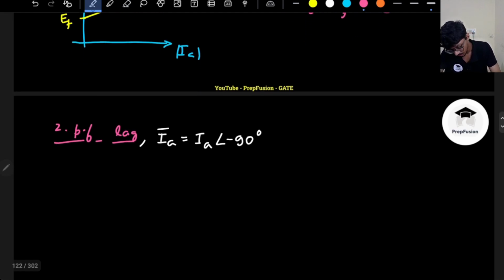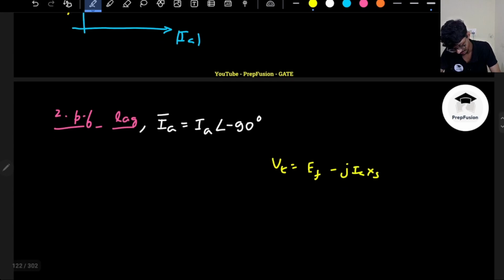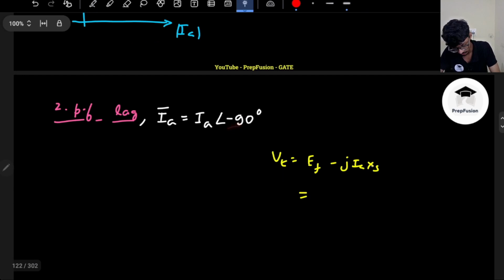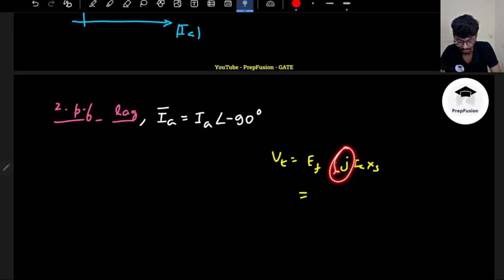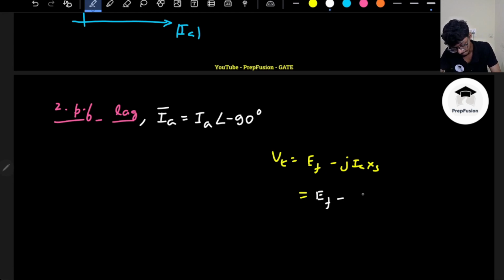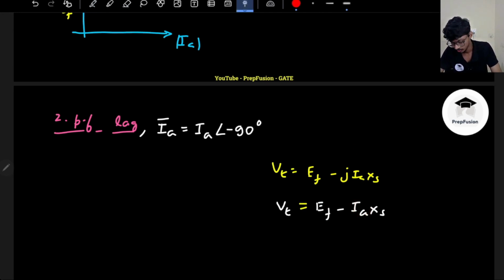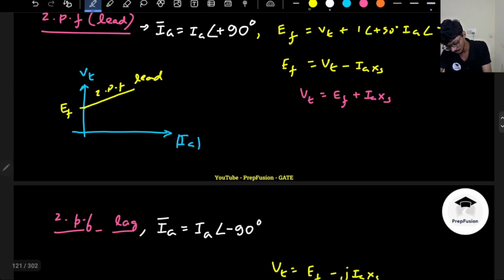So what will be Vt this time? Vt again equals EF minus j Ia Xs. This is minus 90, and this j is also minus 90 only, so minus 180, which is again minus 1. So this will be EF minus Ia Xs. In the previous case it was plus Ia Xs. So this time, with increase in current, the voltage will reduce. For a lagging load, what is the slope of this?